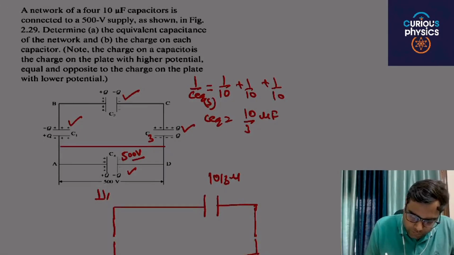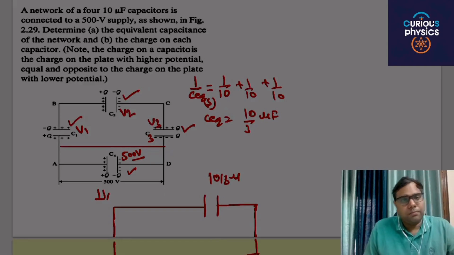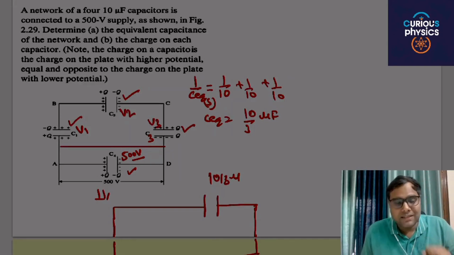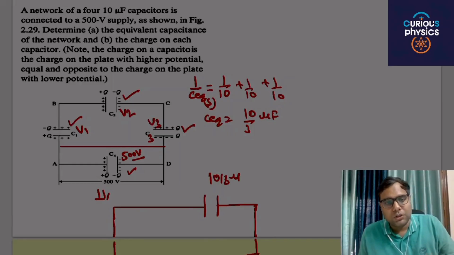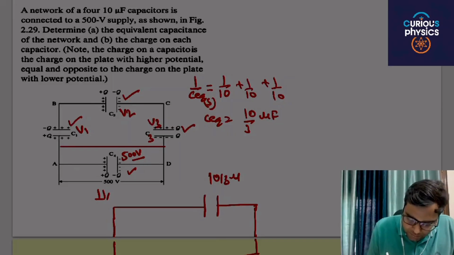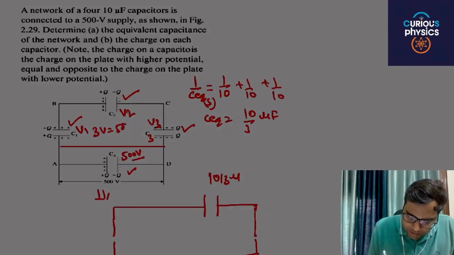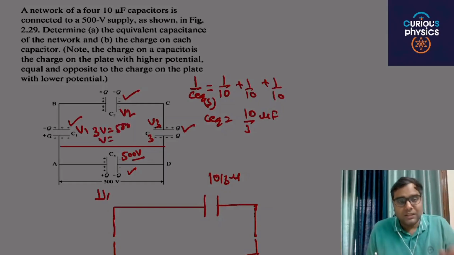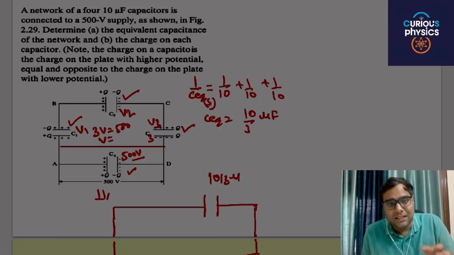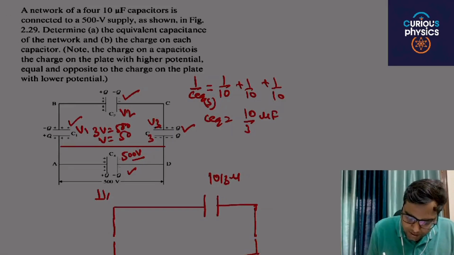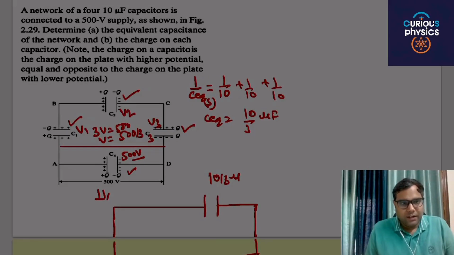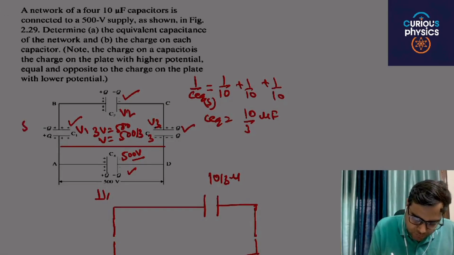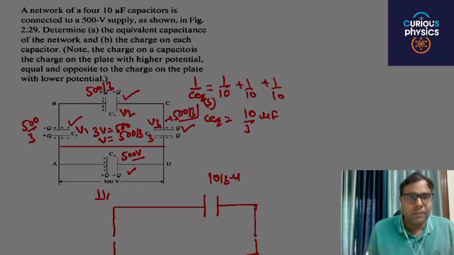Let the potentials be V1, V2 and V3. Charge and capacity are the same, so you can say that V1 is equal to V2 is equal to V3. So 3V is equal to 500, and the potential across each capacitor in the series combination is 500 by 3. This capacitor has potential 500 by 3, this also has 500 by 3, and this also has 500 by 3. Are you able to get my point?